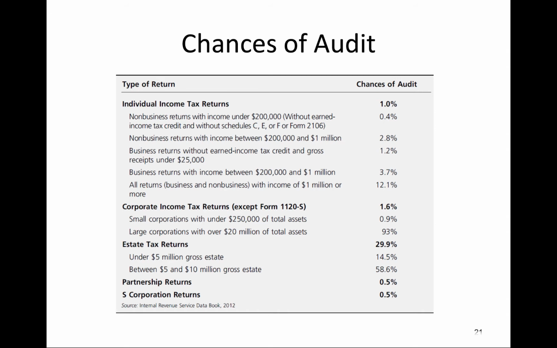But if you're a large corporation with over $20 million total assets, you have a 93% chance of being audited. And a lot of the large corporations with over $20 million actually have an audit going on while the tax return is being filed. I'll explain that in a bit. And then estate tax returns, a 30% chance of being audited because there's just not as many. Partnership tax returns, 0.5%. S corporation returns, 0.5% because there's so many.